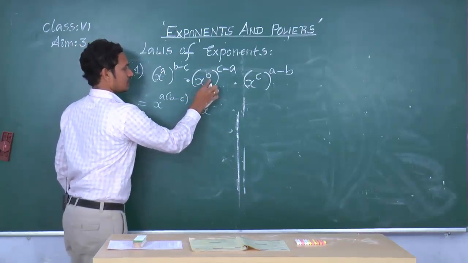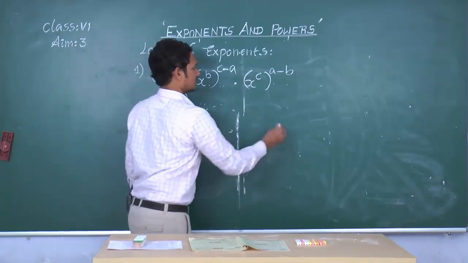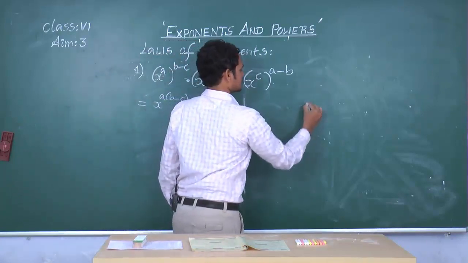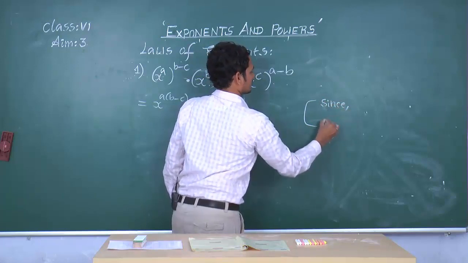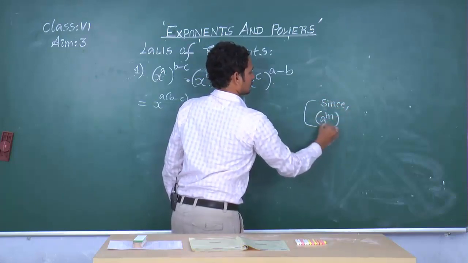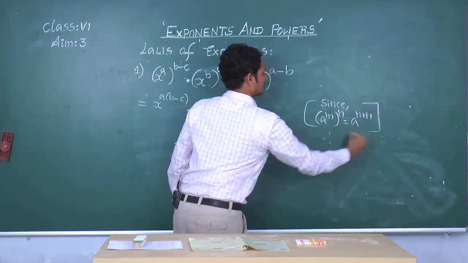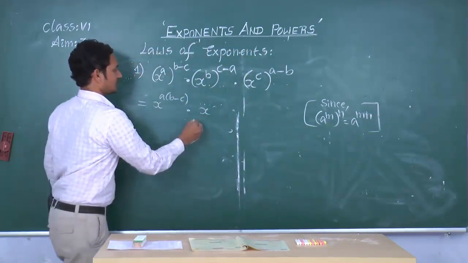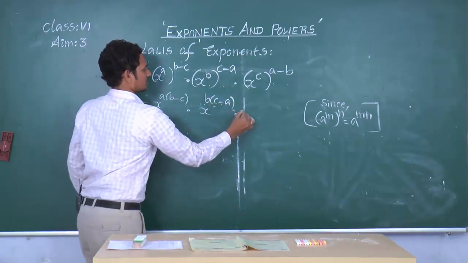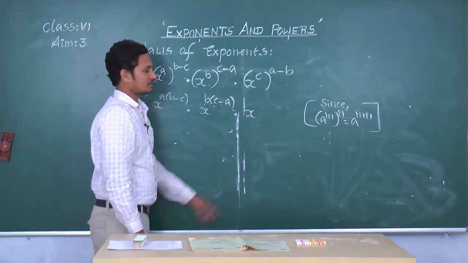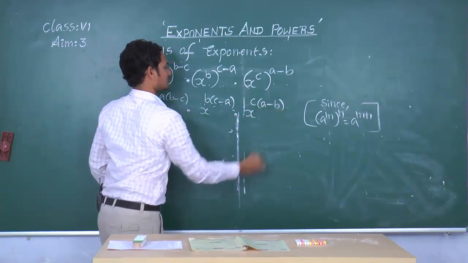Here also we can apply the third law, since (a power m) whole power n we can write as a power mn. So we can write it as b into (c minus a), and again by using that law, c into (a minus b).